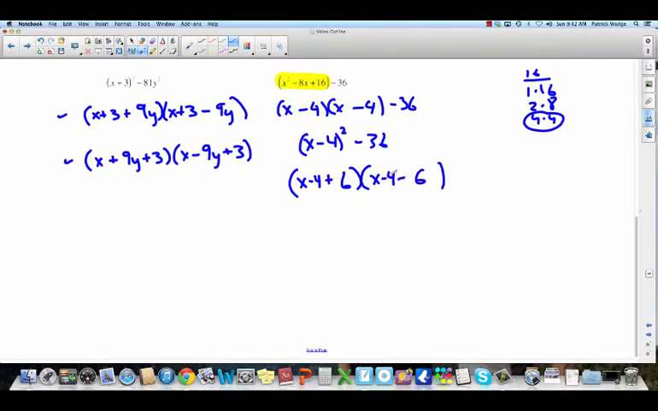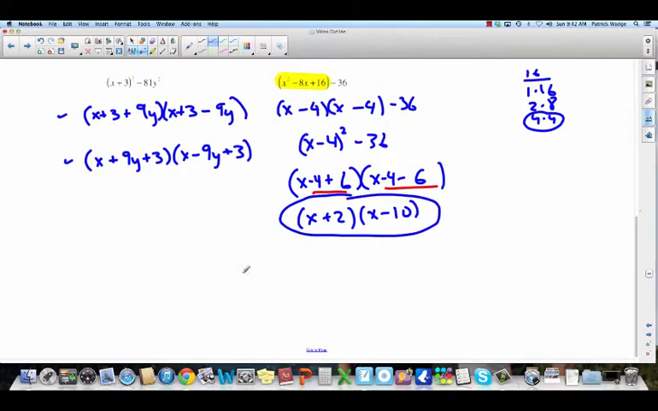6 and 6. Make one of them positive, make one of them negative. Now here's the especially cool thing about this. Look what you can do. x take away 4 plus 6. You can combine these two terms here. So what do you get when you do that? You get x plus 2. Same here, you can combine these two terms. You get negative 4 take away 6. That's x take away 10. This is your answer.